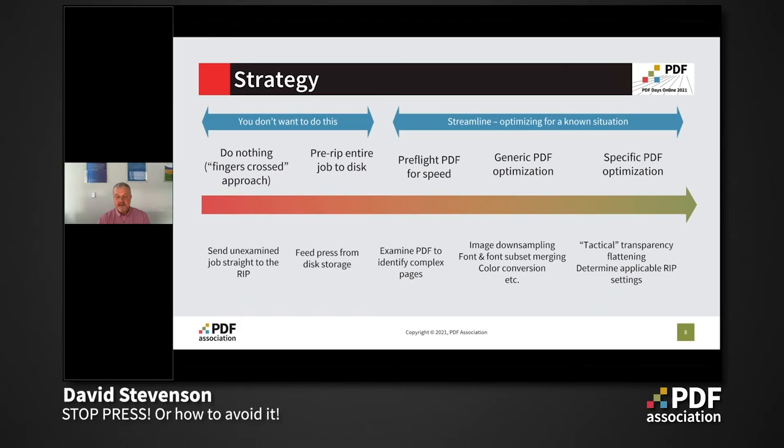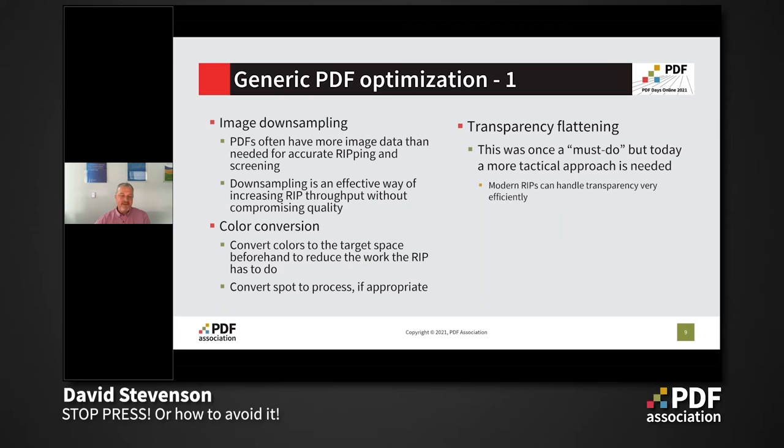Or doing something else. So let's look at a couple of those things. On the generic side, one of the things that we learned early on, and many of you will be aware of this, is that image downsampling, if you've got more image data in your PDF than you need to actually rip and screen at a given line screen, then you're just wasting processing time and storage. Image downsampling turns out is probably one of the most effective ways of increasing rip throughput without compromising quality.